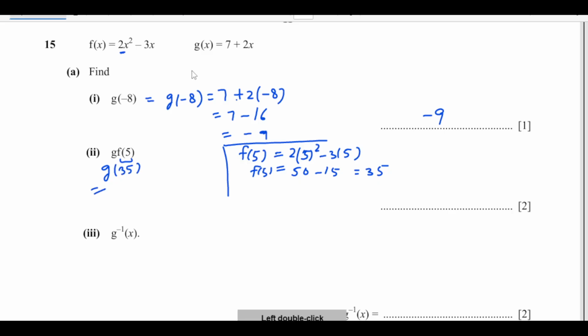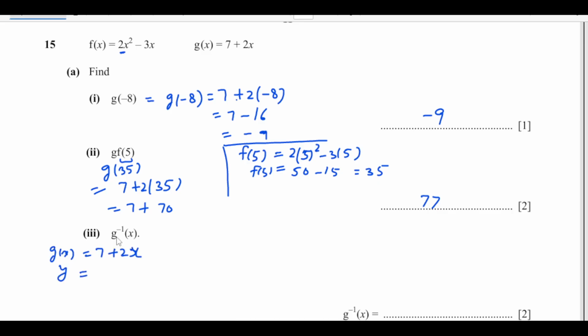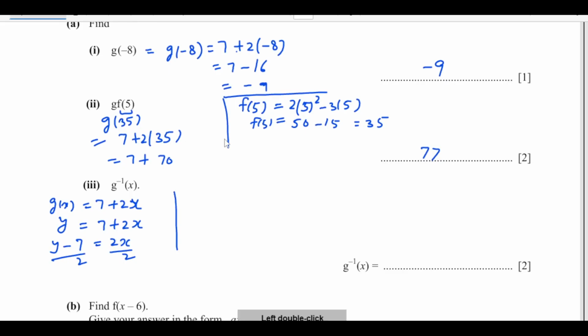So now g(35), 7 plus 2 into 35. So 7 plus 70, that is 77. Right. Now g inverse of x. We have g(x) here. First of all, we take g(x), which is 7 plus 2x, and replace g(x) by y. Then make x the subject. So we got x equals y minus 7 over 2. So that means g inverse of x is (x minus 7) over 2.